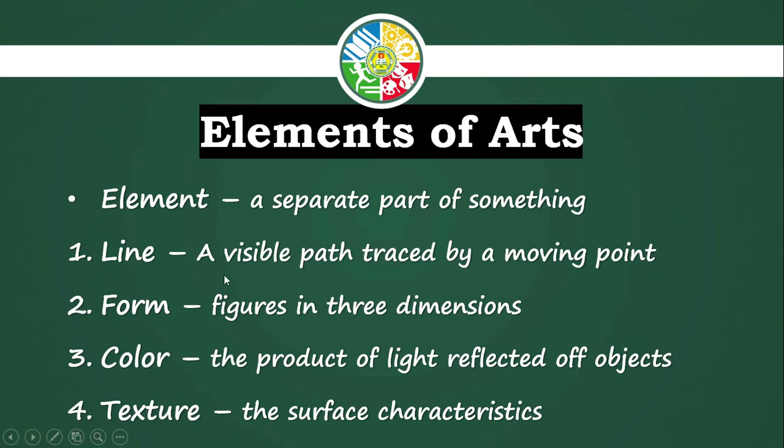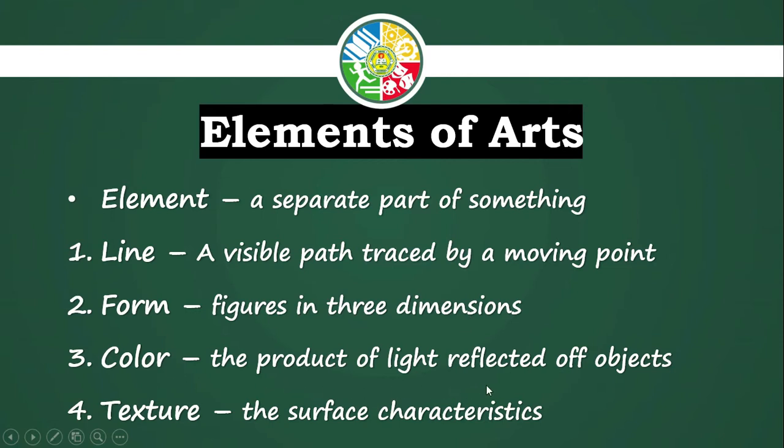Line stands for a visible path traced by a moving point. It is basically the line itself in our drawing or painting. Form is of the figures in 3 dimension. So, we are referring here to artworks aside from visual arts. Visual art is 2 dimensional. So, form refers to figures that are 3 dimensional.